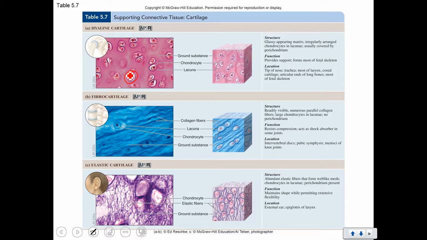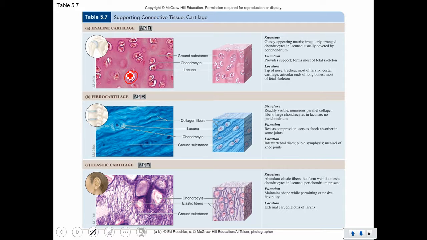So the hyaline cartilage, you don't see the fibers on the microscopic picture. You see the chondrocytes. They kind of look like eyes, usually pinkish or purple in color. Where you're going to see hyaline cartilage is at the ends of long bones, because it gives you a nice, shiny, smooth surface for the bones to articulate against each other. You also see it on the tip of the nose, in the trachea, in your larynx, which is your voice box, I guess you call it.